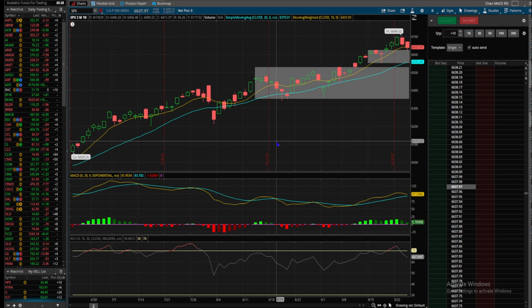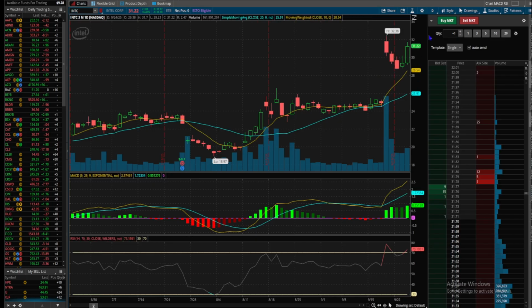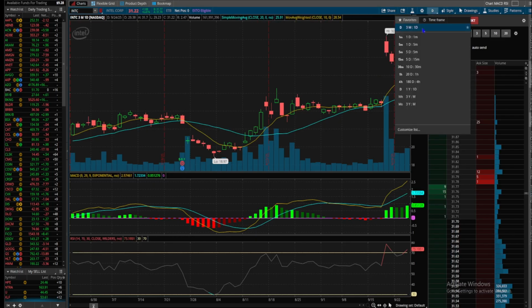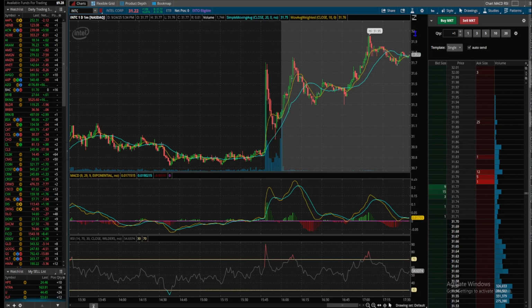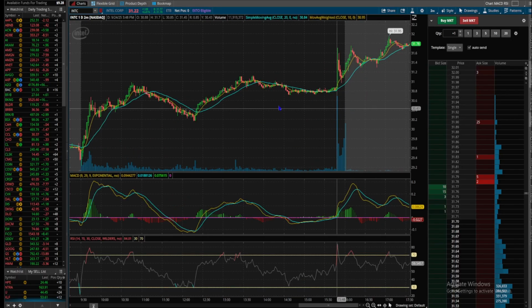So about a week or two ago, I started putting in our chart of the day. So today's chart is Intel, and I need to go to the 1 day, 1 minute and change this to a 2-minute chart. Time frame, we're going up to 2 minutes. And this is our chart of the day.